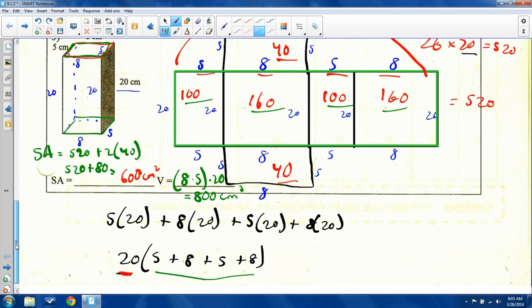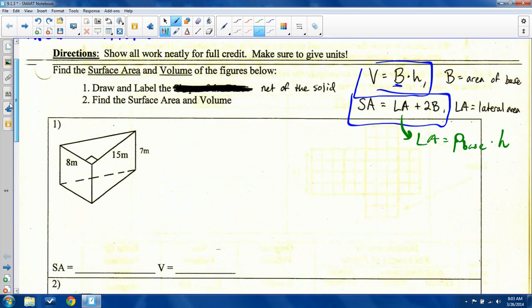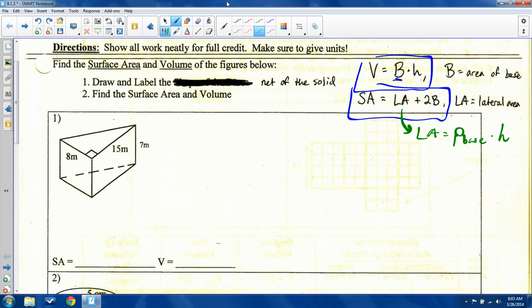Okay? Volume, like I said, will be pretty simple. You just have to make sure you understand what the area of the base is when you do it. And you have to use your calculator, I guess. Okay, I'm going up to rectangle. Like I said, I want to try and speed this up a little bit.